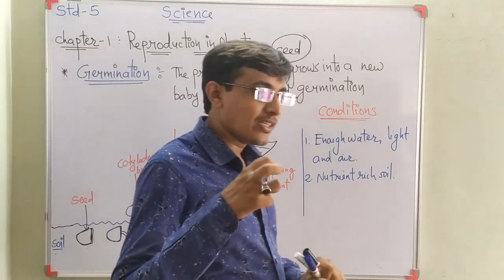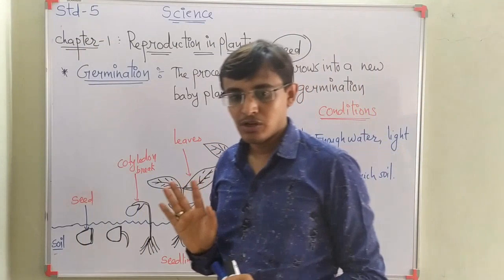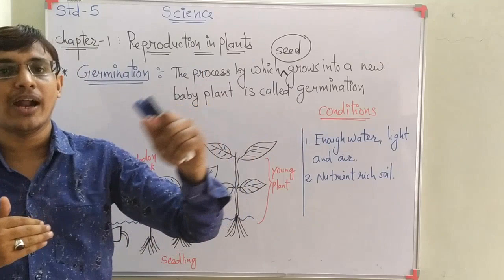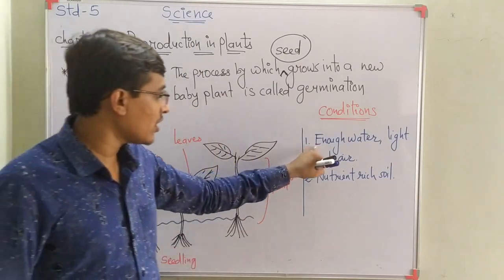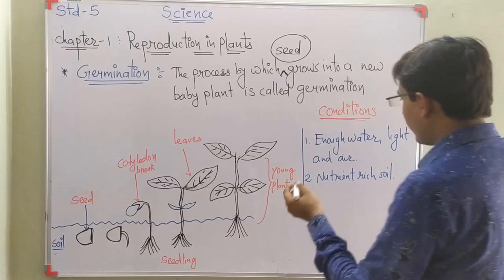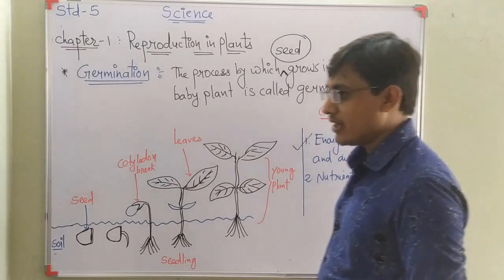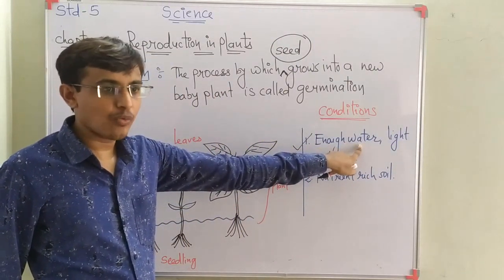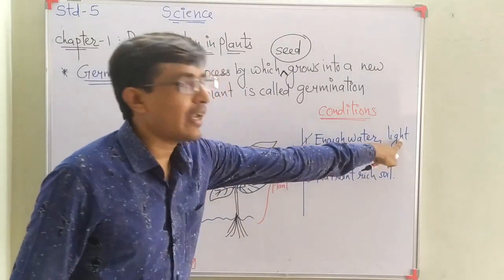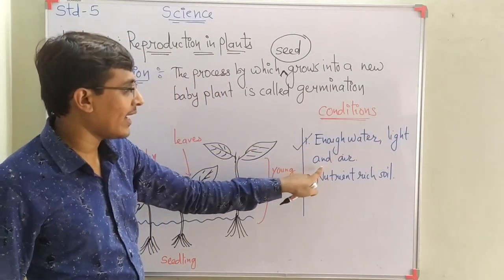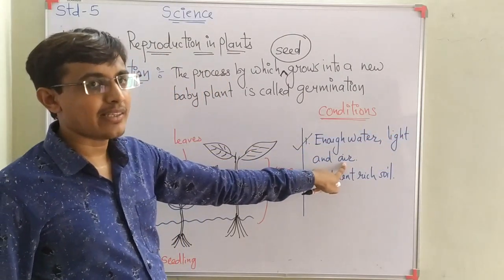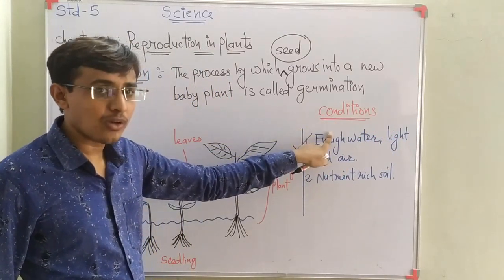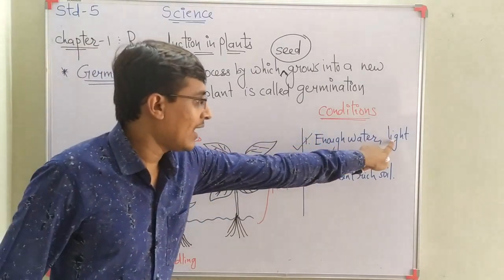Now, for germination, there are some conditions required for a seed to grow into a new plant. What are the conditions? See, condition number one: the soil has enough water. Without water the seed will not grow. Then enough sunlight, they need enough sunlight. Then air, they need carbon dioxide and oxygen. So the first condition for germination of a seed is enough water, light and air.